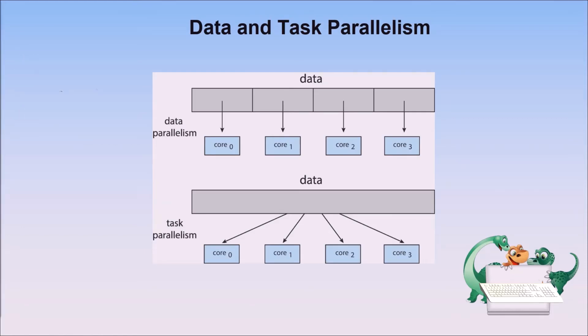Next would be showing the data and task parallelism. What's the difference between these two? As mentioned earlier, data parallelism distributes subsets of the same data across multiple cores, with the same operations on it. Task parallelism distributes threads across cores, with each thread performing a unique operation.